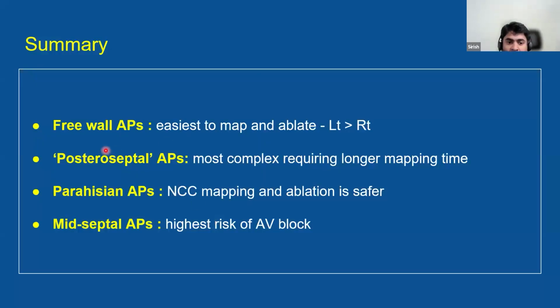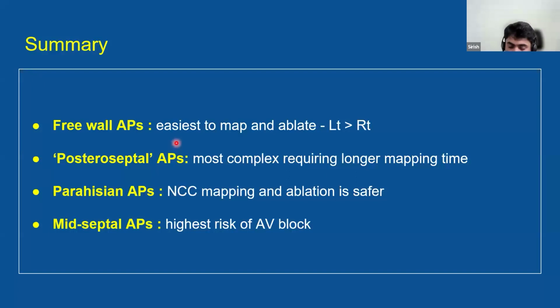To summarize, the free wall accessory pathways are the easiest to map and ablate. They have the highest success rate. The left is probably easier to ablate than the right. The posteroseptal accessory pathways have the most complex anatomy. You need to map the right posteroseptal region, the coronary sinus, and the left posteroseptal region.